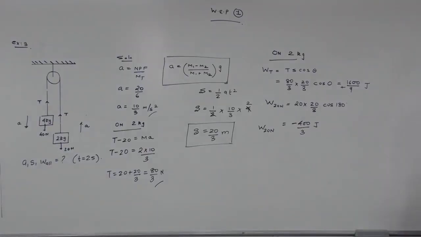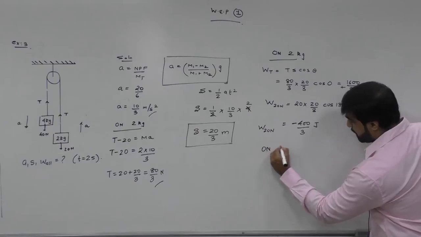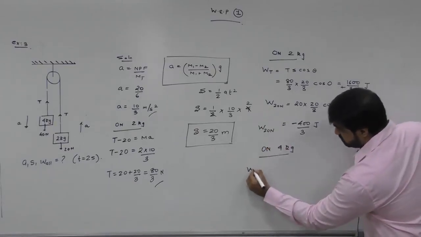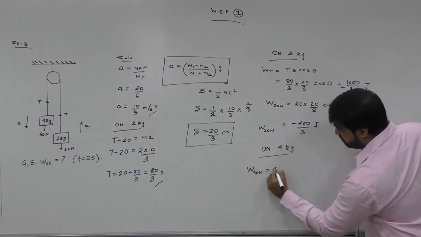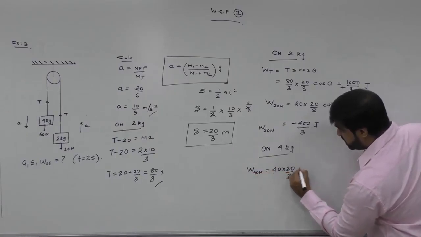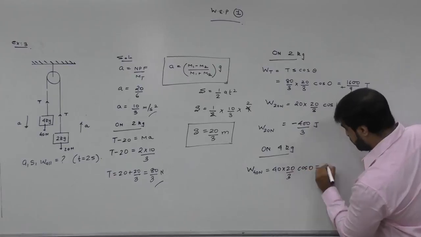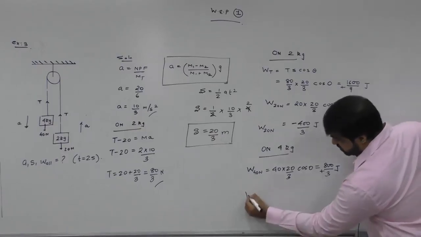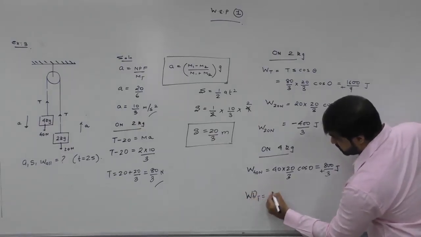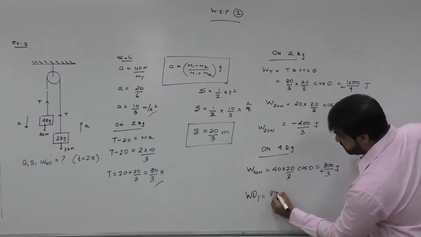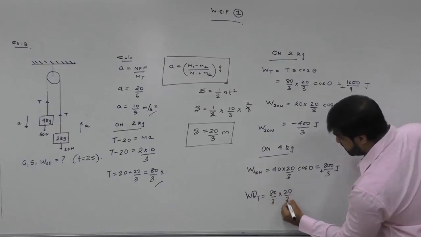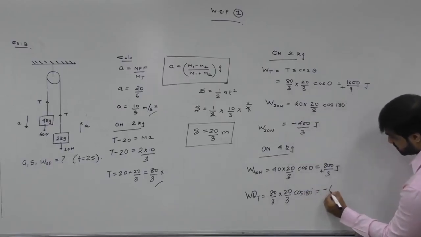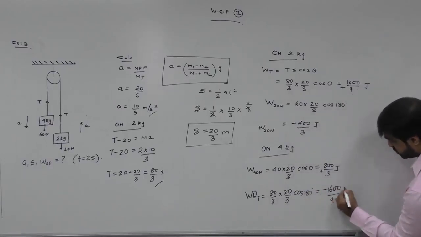You understand it? Similarly on 4 kg, you can do the same thing. Work done by 40 will become 40 into 20 by 3, that is S into cos 0 because it is going down. It will become plus 800 by 3 joules. And what is the work done by tension? T is given as how much in the question? 80 by 3. Displacement is 20 by 3 and it will become cos 180. So it will become minus 1600 by 9 joules.